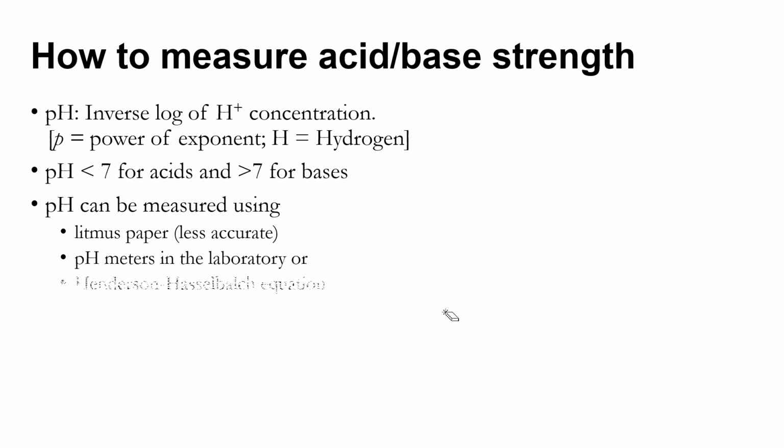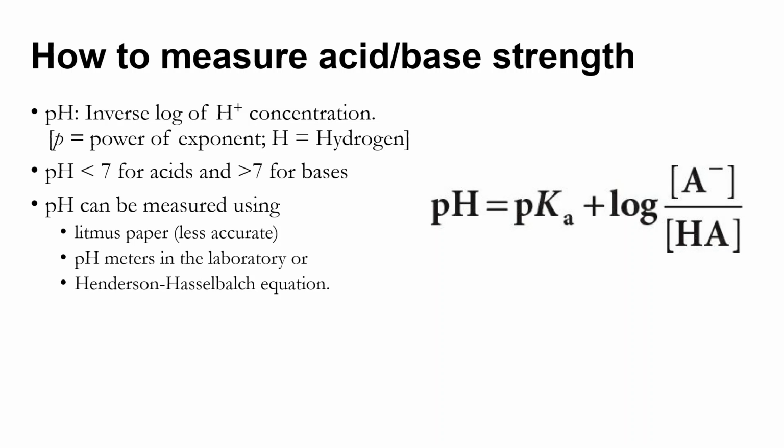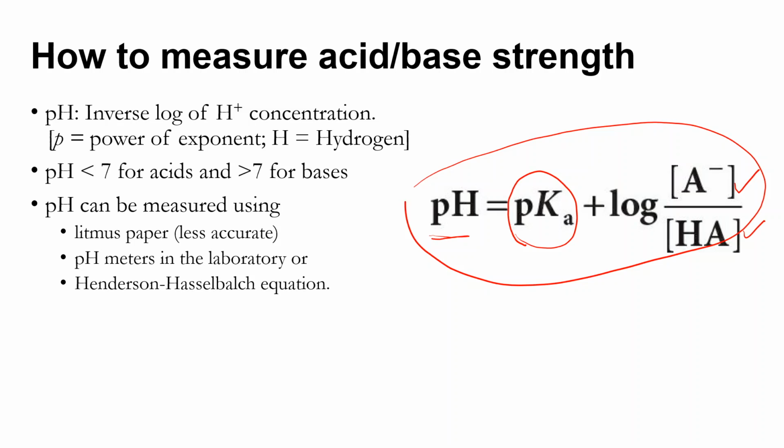And the third method is by using the Henderson-Hasselbalch equation. As we will discuss, this is the equation: the pH of a solution is equal to the dissociation constant of an acid plus the log of the ratio of base concentration to acid concentration. So this is an important equation. We will discuss it a little more in the future slides.